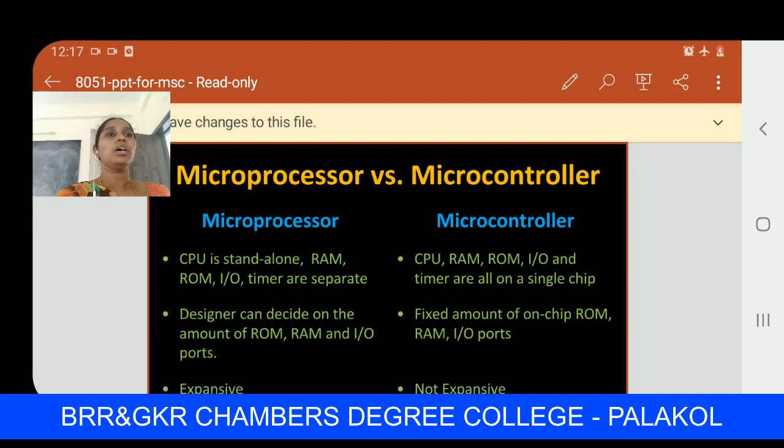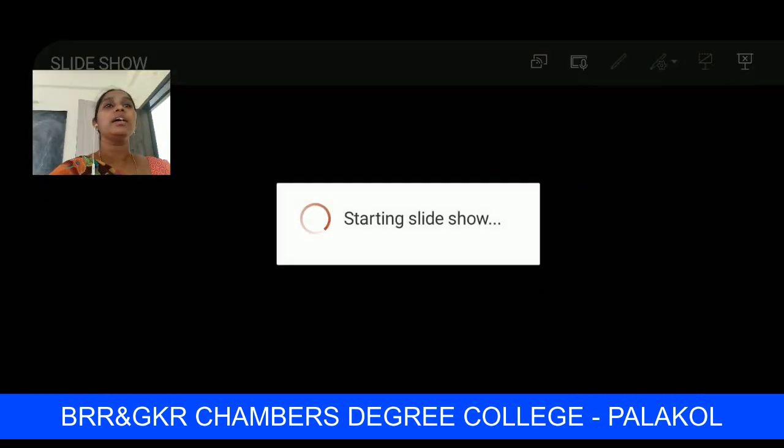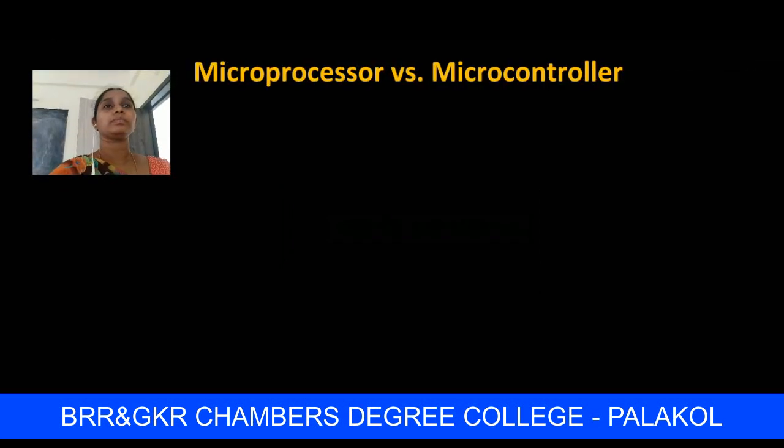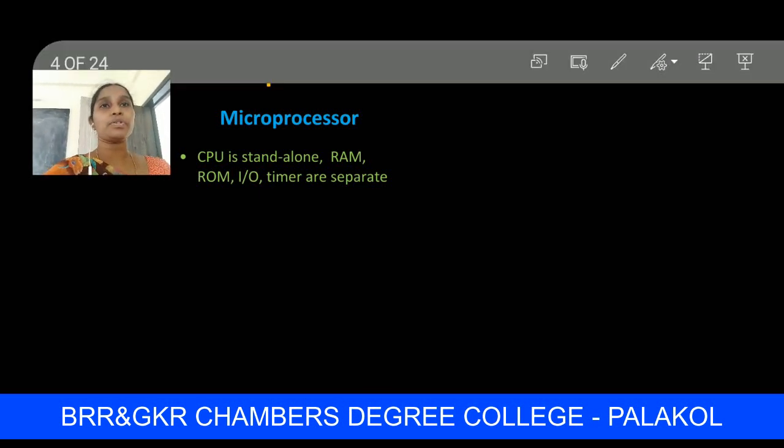Okay, so now we will discuss the differences between the microprocessor and the microcontroller. Here are some of the differences. First of all, we will discuss the microprocessor. Here the CPU is standalone; RAM, ROM, IO and timers are separate in a microprocessor.